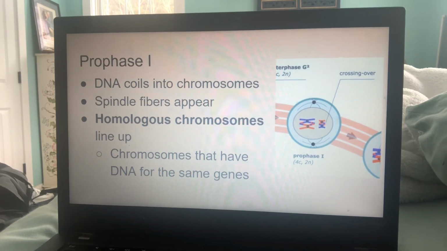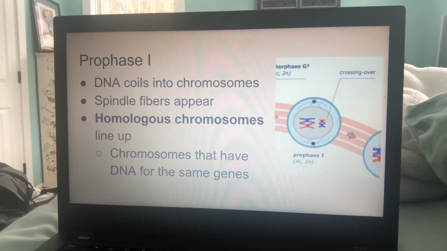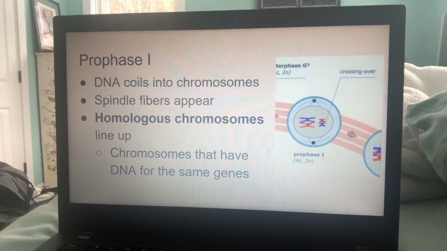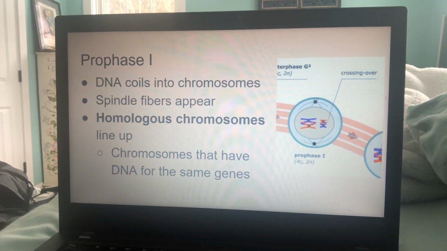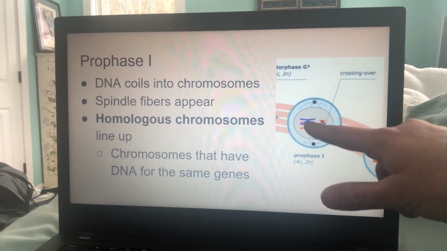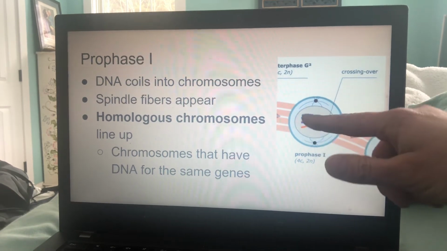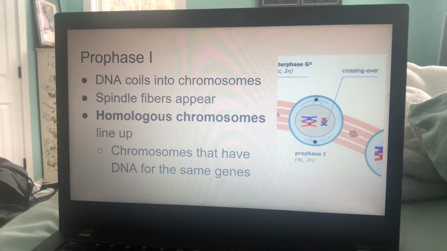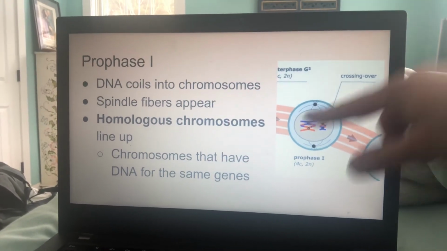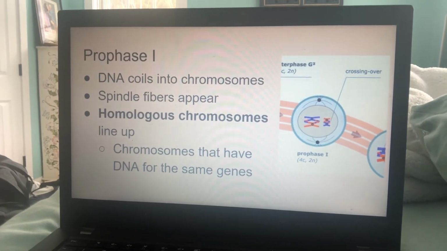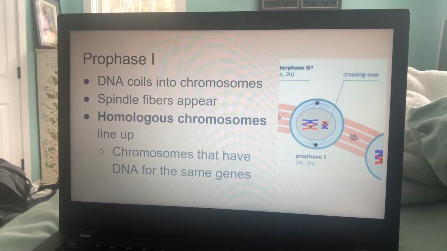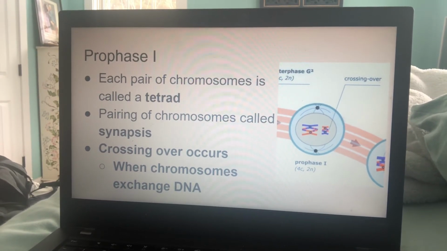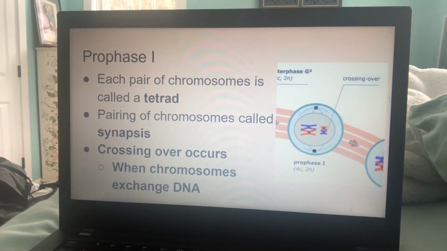Now the homologous chromosomes line up together. So homologous chromosomes, you got one from your mom and you got one from your dad. They have DNA for the same genes. And so these chromosomes that are lined up here, purple is from one parent, orange is from the other. They line up together and they have DNA for the same genes. So these might both have the DNA for eye color and they are together. So each pair of chromosomes is also called a tetrad, and this pairing is called synapsis.